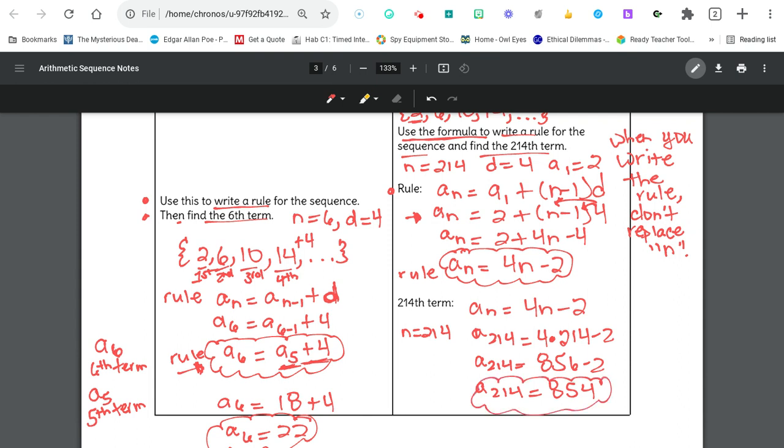So I've written the rule and I found the 214th term. And I didn't have to go all the way to the 213th term and add 4. So I didn't have to do the recursive process, because we have something called the explicit rule.